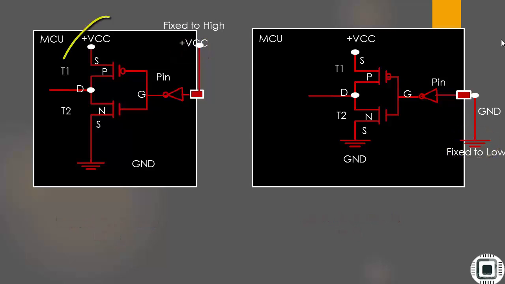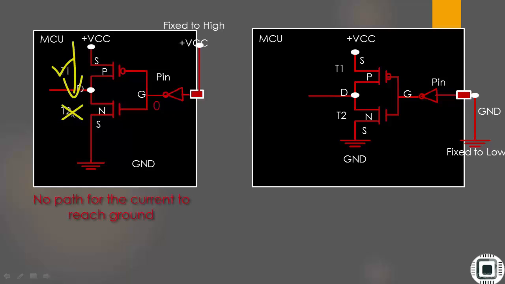And this is our input buffer circuitry inside the MCU. When the pin is driven to high voltage, at this point it's low due to the inverter. As a result of that, T1 is on and T2 is off. Hence, there is no path for the current to reach the ground. So in this case, leakage will not happen since the current never leaks out from plus VCC to the ground.